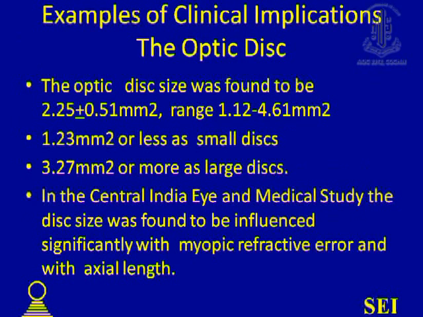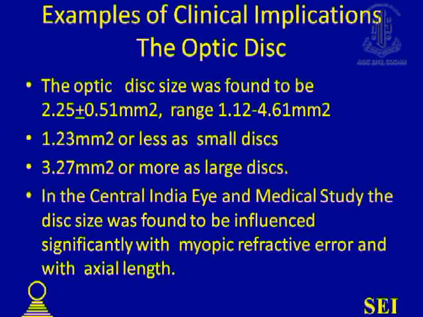Let's take a look at some examples of clinical implications of the optic disc. The optic disc size was found to be 2.25 square millimeters, and the range was 1.12 to 4.61 square millimeters, that I mentioned to you in my previous talk this morning. And so we have a definition of 1.3 square millimeters as small discs and 3.27 square millimeters as large discs, and that is based on the mean ±2 standard deviations.